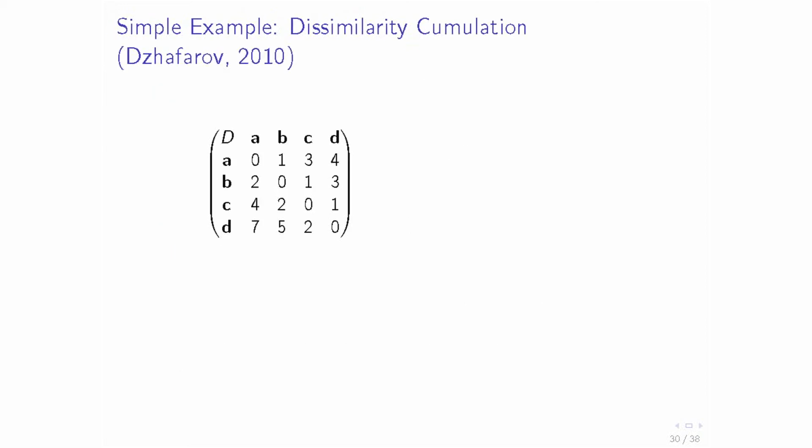Now, this is just the beginning, so we have to find out what we actually get from this maximization procedure. And here's a simple example taken from Dzhafarov's paper from 2010, which is not concerned with the ultrametric Fechnerian case, but the classic Fechnerian scaling case.